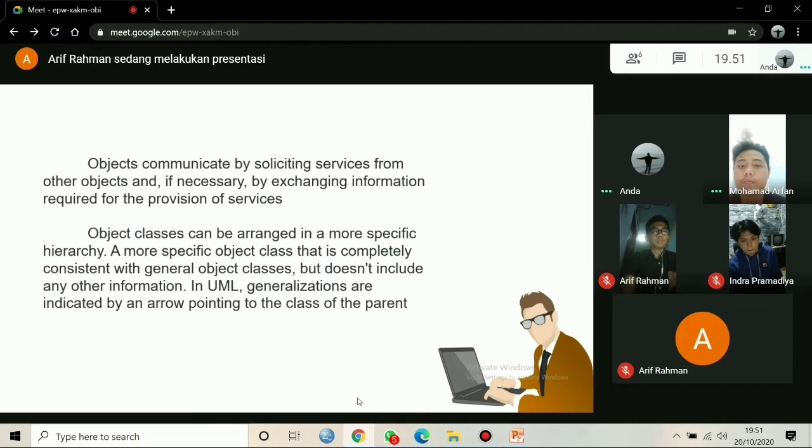Objects communicate by soliciting services from other objects and, if necessary, by exchanging information required for the provision of the service. Object classes can be arranged in a generalization hierarchy. A more specific object class is completely consistent with the general object class but includes other information. In UML, generalization is indicated by an arrow pointing to the parent class.